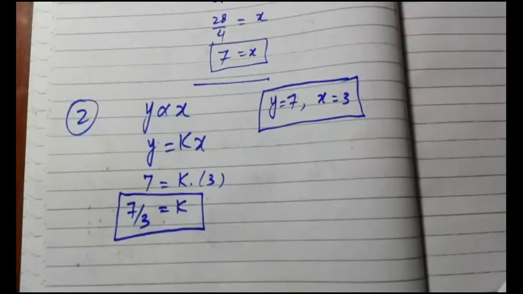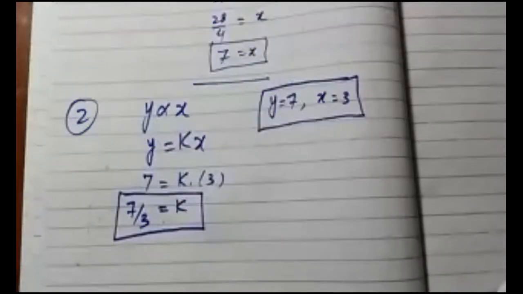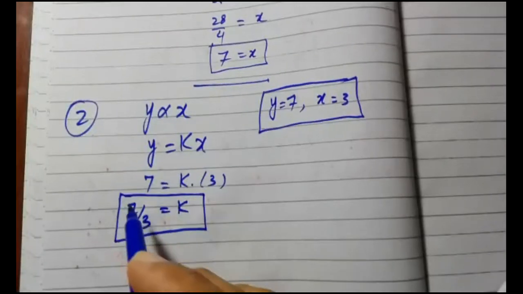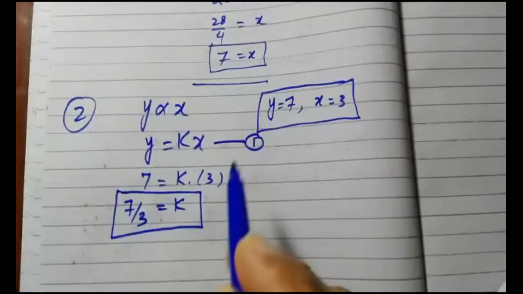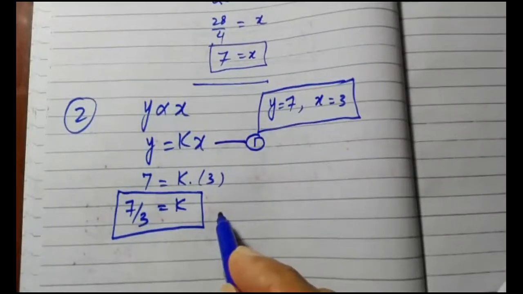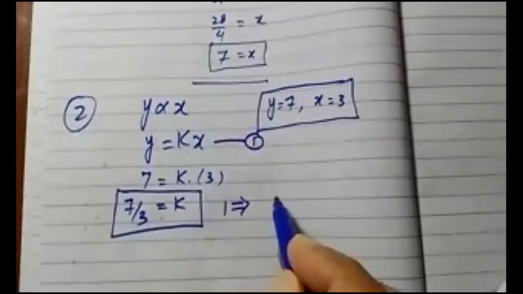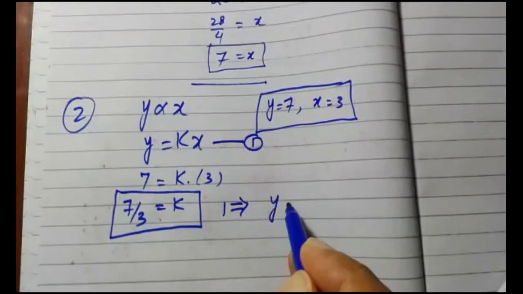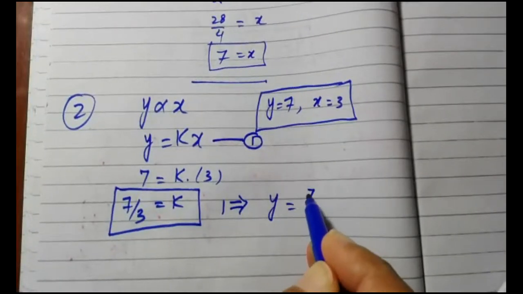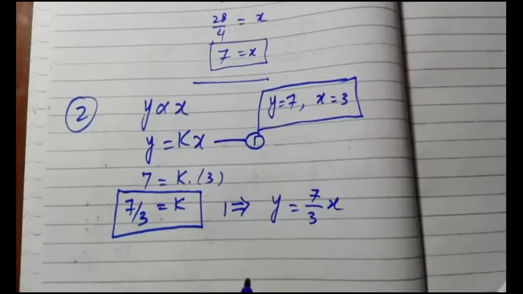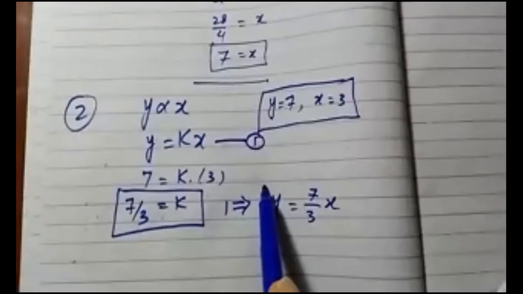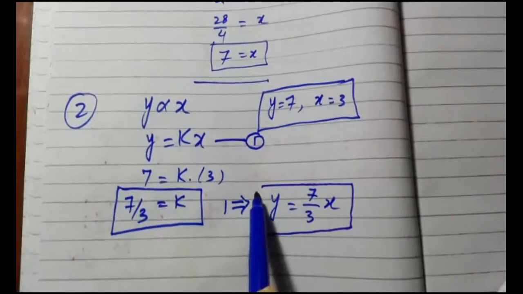So 7 by 3 is the value of k. What you should do is rename it, for example, let's suppose equation number 1, and you put the value of k in this equation number 1. So the formula to connect x and y will become y is equal to 7 by 3 times x. This is the value that you normally solve, like this one, y is equal to 7 by 3x.